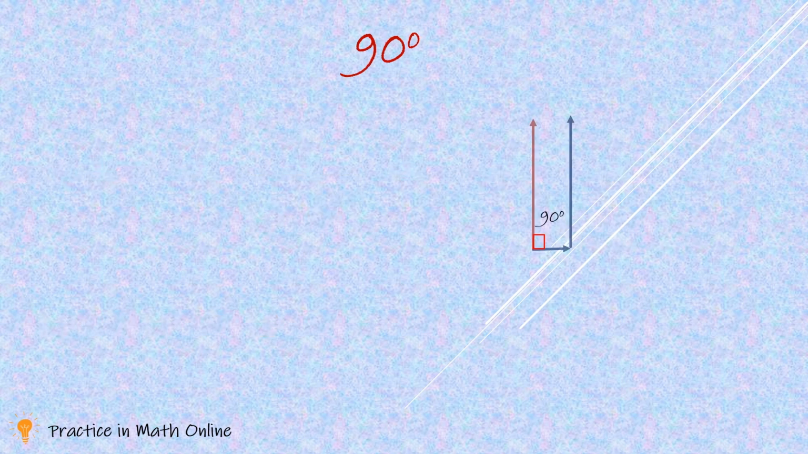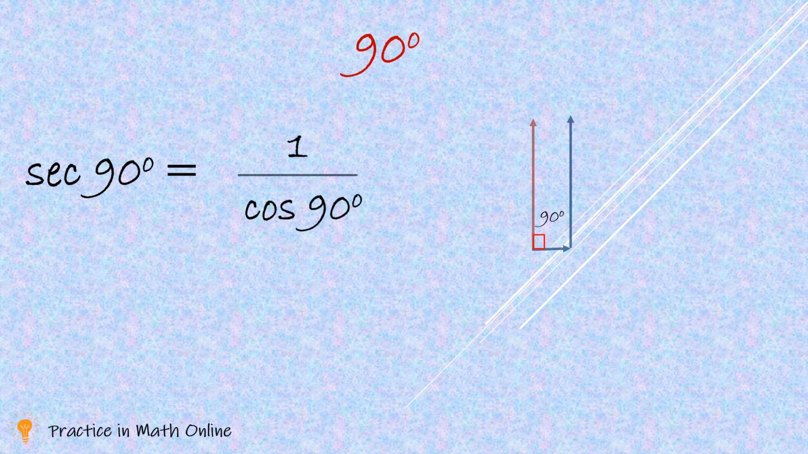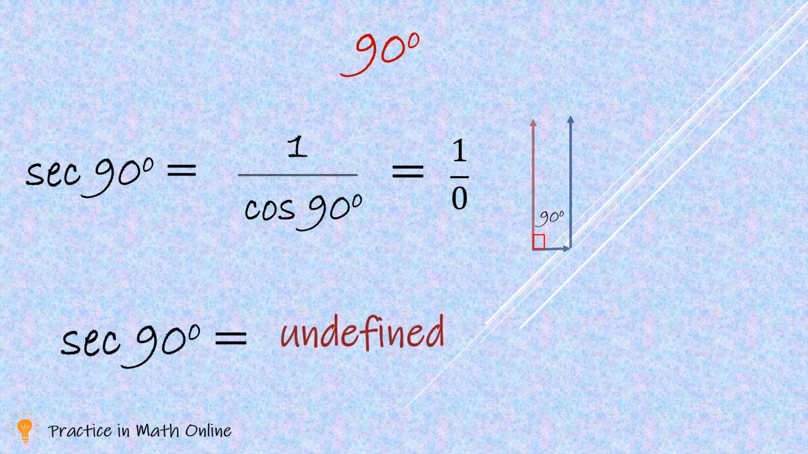And the last is 90 degrees. So sec of 90 degrees is 1 over cos 90, and cos 90 is 0. Again, a number divided by 0 is always undefined.